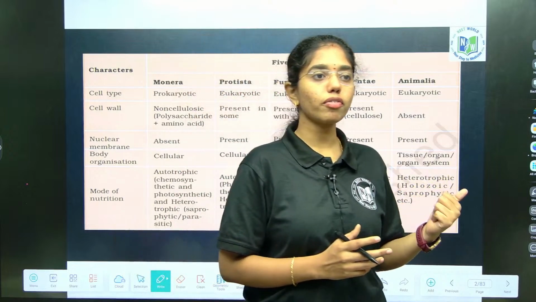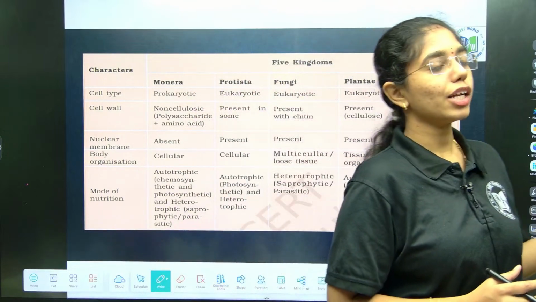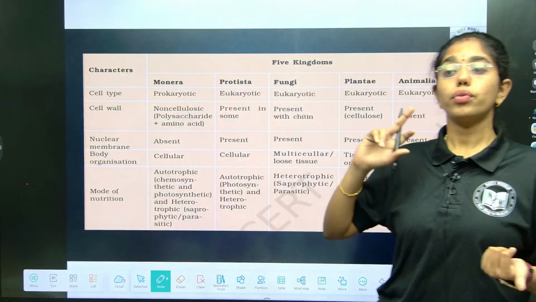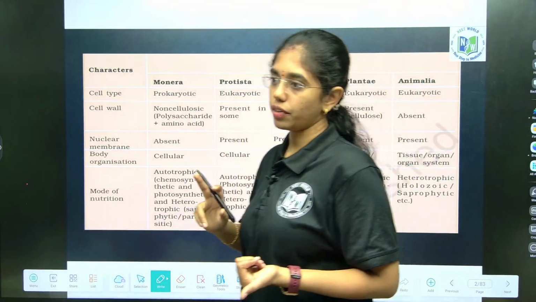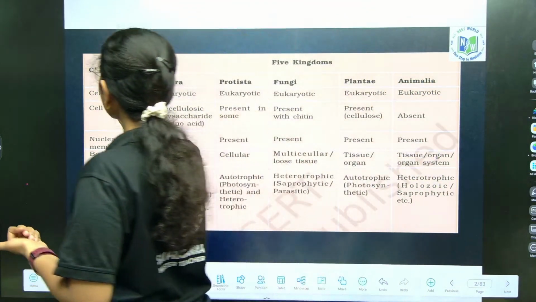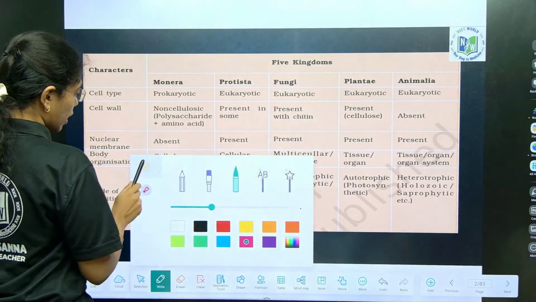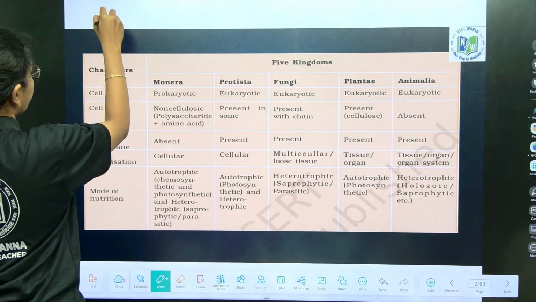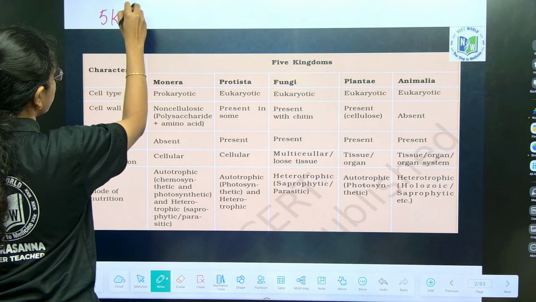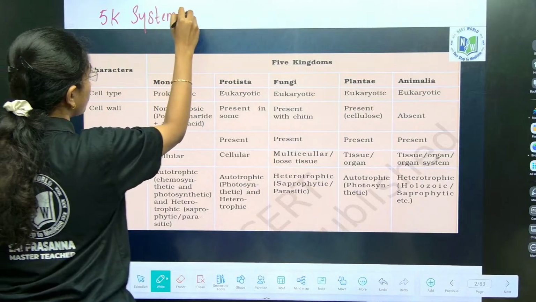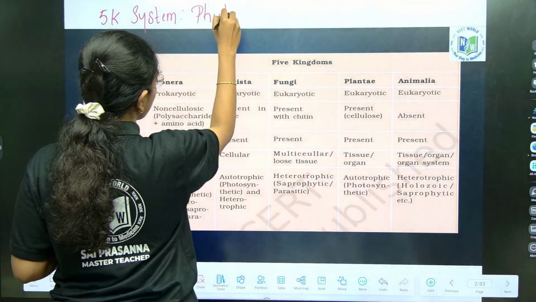5 kingdom system of classification given by R.H. Whittaker, which is the most accepted classification, because in the 5 kingdom system of classification he has considered the phylogenetic relationships. 5 kingdom system of classification has considered what? Phylogenetic relationships.